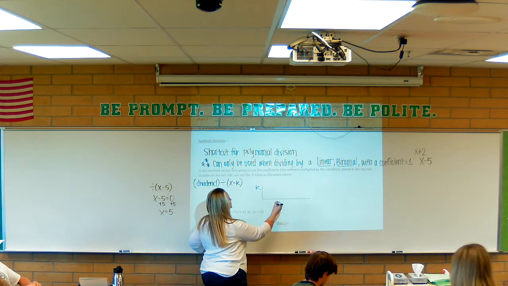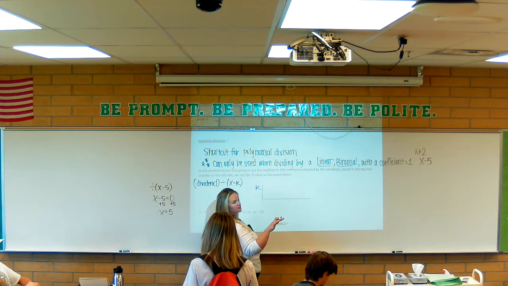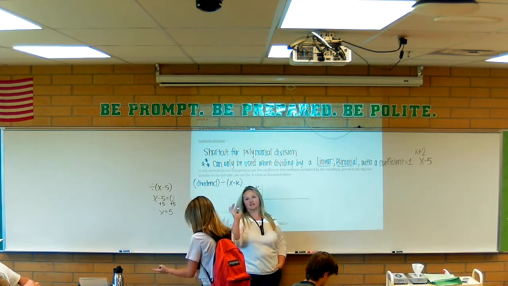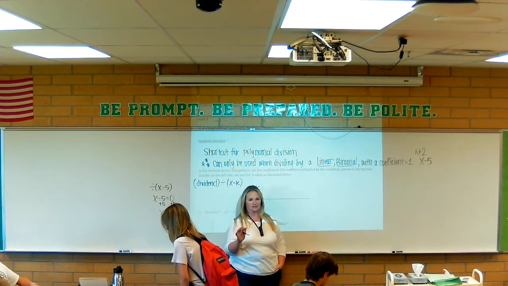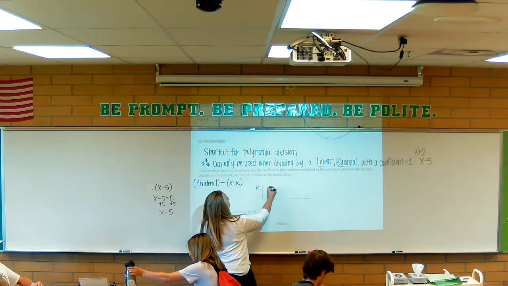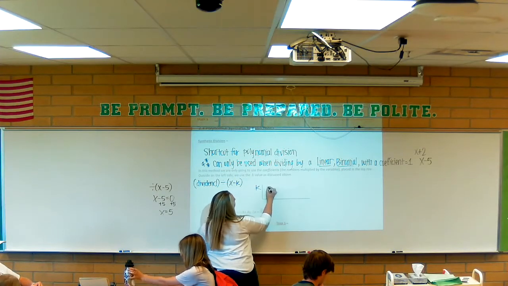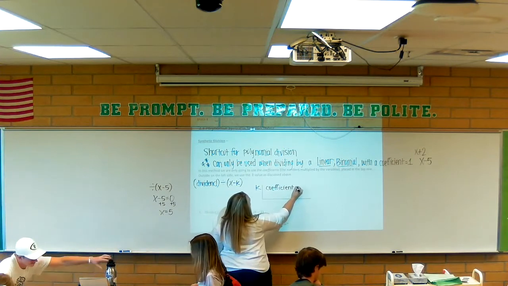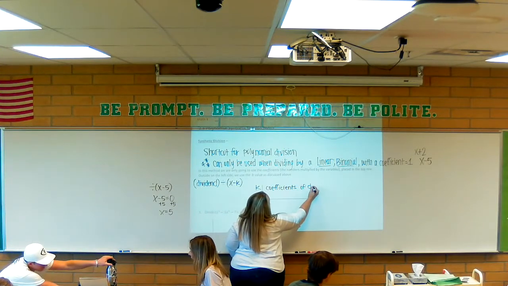Inside here is strictly numbers, no letters. So your polynomials have a bunch of x's, x squareds, x cubes, x to the 4th, all kinds of craziness. We only use the coefficients in front of them. So right here along this top line, we're going to have the coefficients of the dividend.